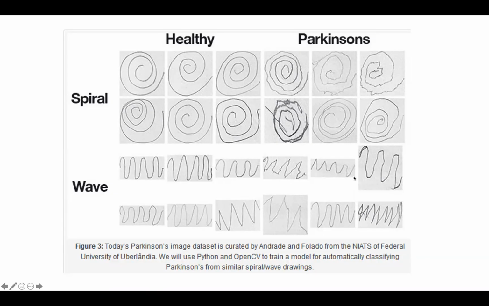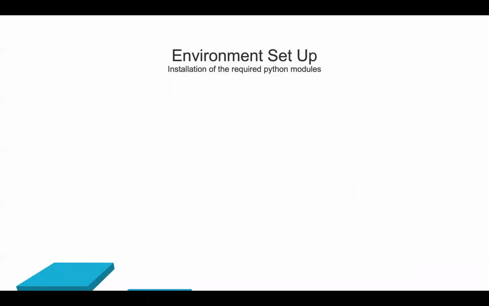Before I proceed to the next step, I would like you to note that when you arrange images like this, it is called a montage, and we will be doing this montage in the next set of steps that I'm going to go over. And the last thing I would like to tell you is that for this particular problem, I've used Python and OpenCV to train the model and automatically classify whether the person has Parkinson's or not based on the drawings.